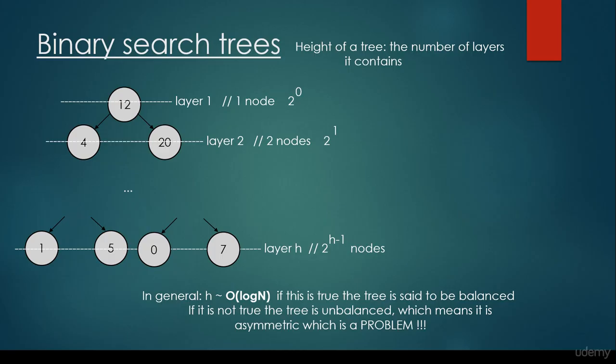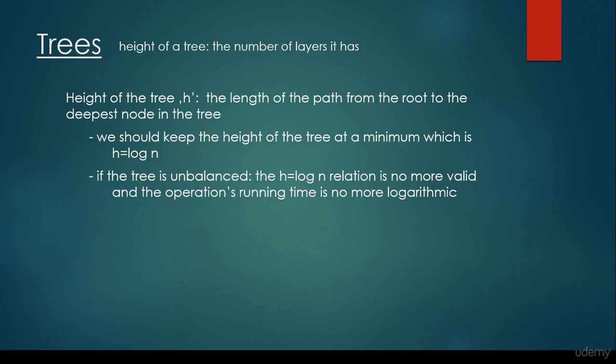If this is true, then the tree is said to be balanced. If this is not true, then the tree is unbalanced, which means that it is asymmetric, which is a problem. Why is it problematic? Because the running times are going to be affected, so the logarithmic time complexity is not going to be met if the tree becomes unbalanced. So the height of the tree is the number of layers it has. The formal definition is the length of the path from the root to the deepest node in the tree. And we should keep the height of the tree at a minimum, which is approximately h equal to log n.